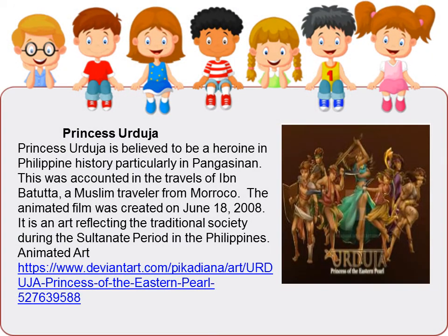Next, we have the Princess Urduja. The Princess Urduja is believed to be a heroine in Philippine history, particularly in Pangasinan. This was accounted in the travels of Ibn Battuta, a Muslim traveler from Morocco. The animated film was created on June 18, 2008. It is an art reflecting the traditional society during the Sultanate period in the Philippines, animated art.